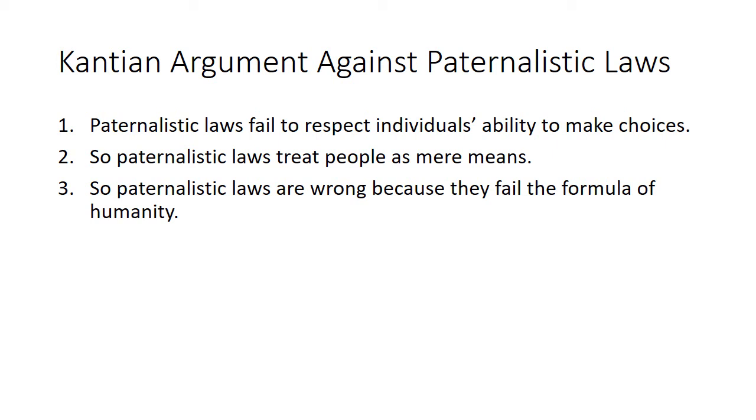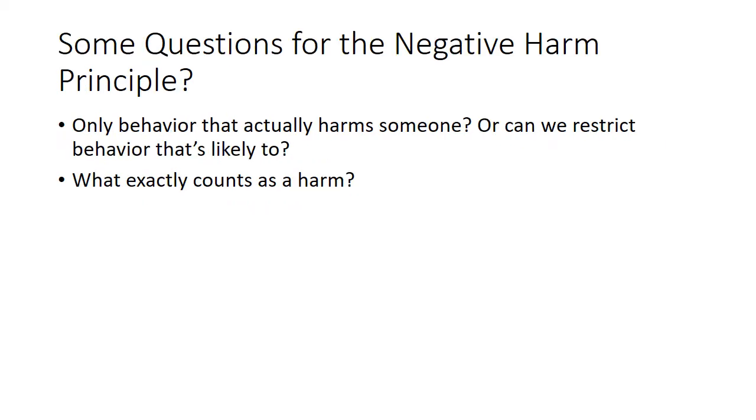Now, next lecture, I'll put some pressure on this Kantian argument against paternalistic laws, but I think it's a lot better than the utilitarian argument, even though Mill thinks there is a good utilitarian argument against paternalism. Okay, so let's assume that we can establish the negative harm principle, that it's the only good reason to put restrictions on behavior. Utilitarianism can't do it, but I think Kantianism might be able to.